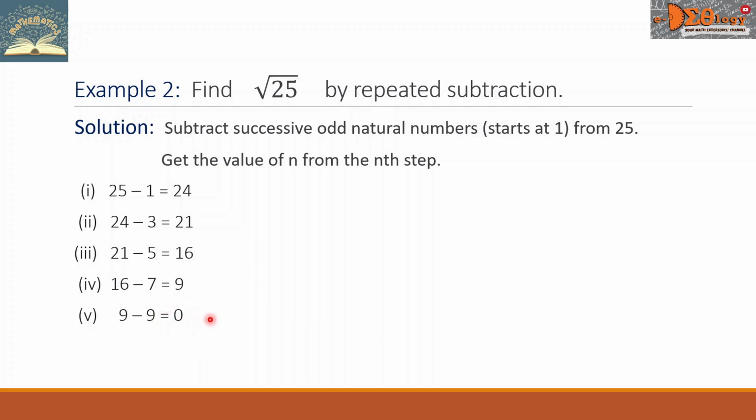And from here we stop. The capital N, that is 25, comes down to 0 at the 5th step. Therefore, the square root of 25 equals 5.